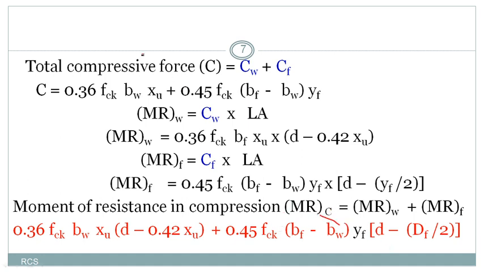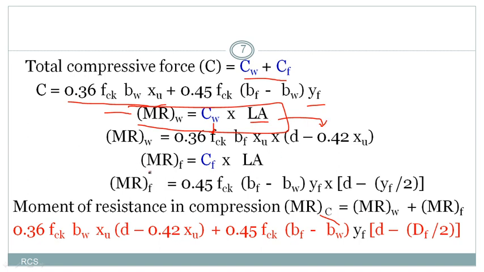Let us calculate what the total compressive force is in your total T section. The total compressive force is equal to the compressive force in the web portion plus the compressive force in the flange portion. The compressive force in the web portion is 0.36 fck bw into xu, and the compressive force in the flange region is 0.45 fck (bf minus bw) whole by yf. Now if you want to know the moment of resistance in the web region, the compressive force in the web must be multiplied by the lever arm. So the compressive force is 0.36 fck bw into xu, and the lever arm is d minus 0.42 xu.